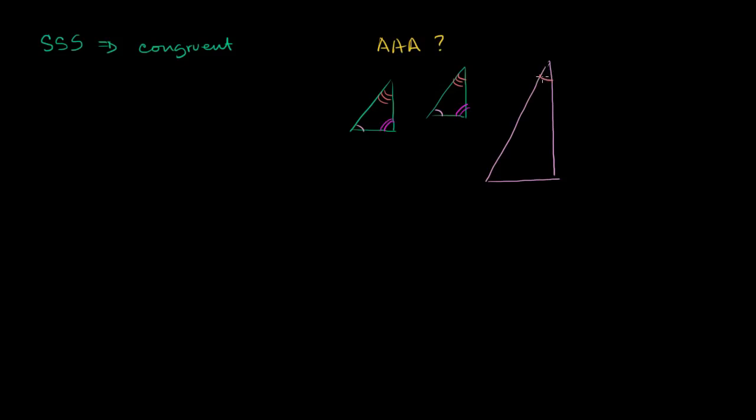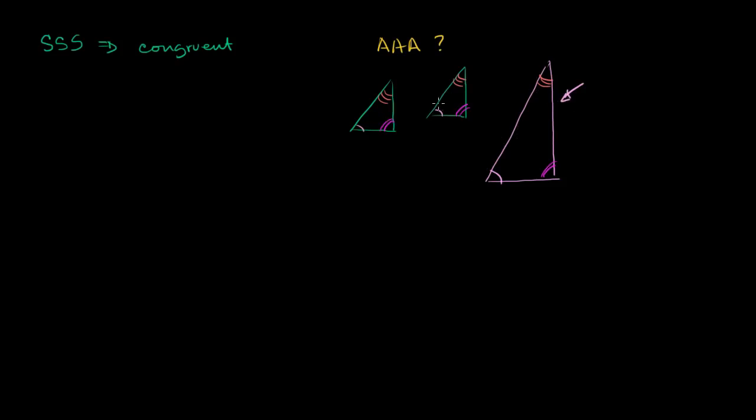That angle is congruent to that angle. This angle down here is congruent to this angle over here, and this angle over here is congruent to this angle over here. So all of the angles in all three of these triangles are the same. The corresponding angles have the same measure. But clearly this triangle right over here is not the same. It is not congruent to the other two.